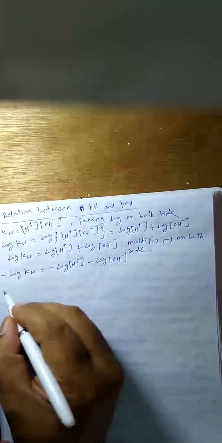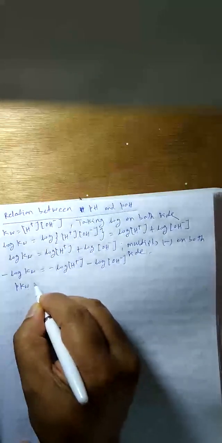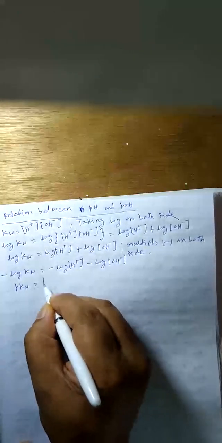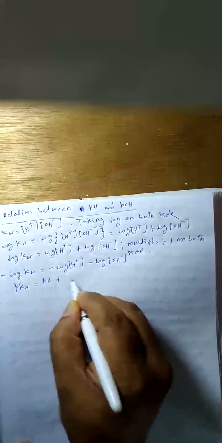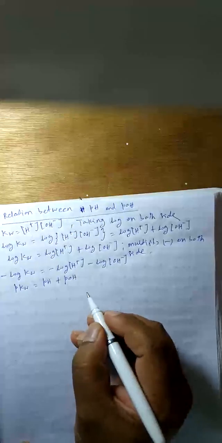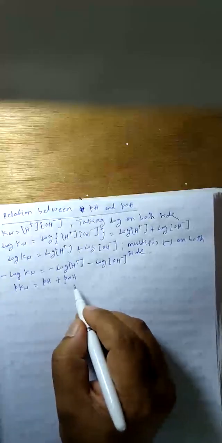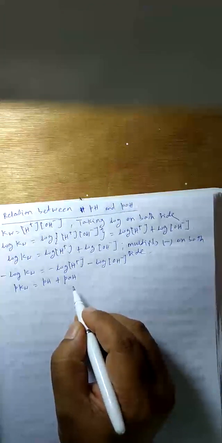Minus log Kw is called pKw. Minus log H plus is called pH. Minus log OH minus is called pOH. Then pKw is equal to pH plus pOH. Then what is the value of pH plus pOH?